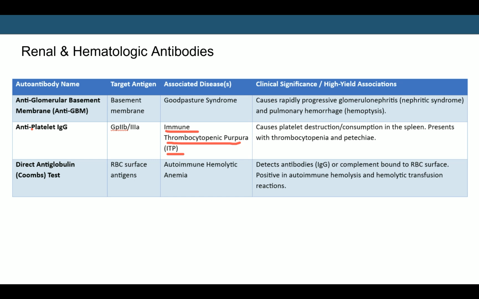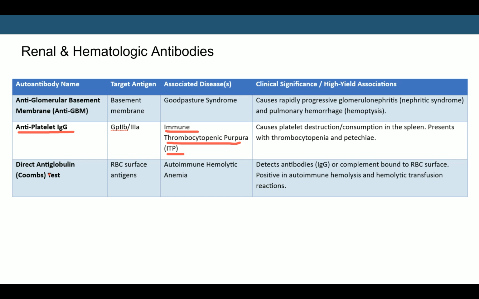The other one is the immune thrombocytopenic purpura one. Thrombocytopenic means we have low platelets. Then that means we have antibodies that destroy these platelets. This is going to be the antiplatelet IgG. This is GP2B, 3A, and it causes platelet destruction in the spleen. Patients present with thrombocytopenia and petechiae.